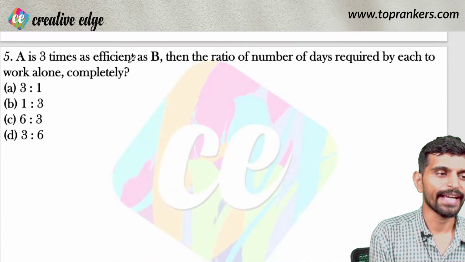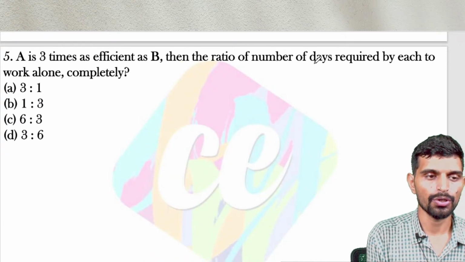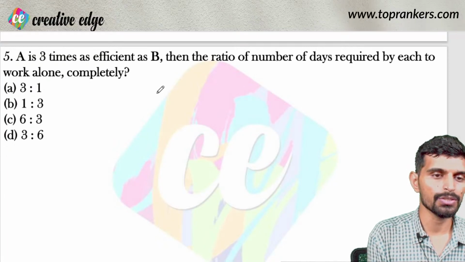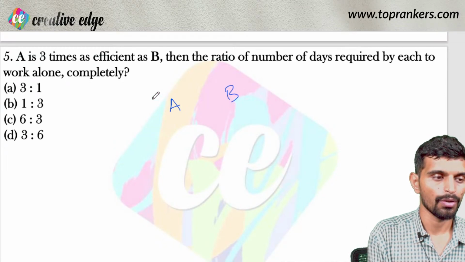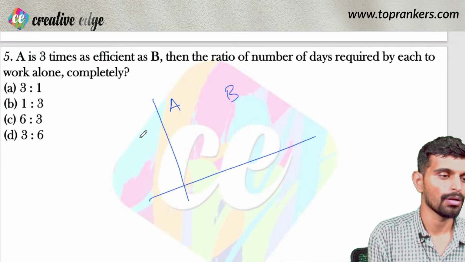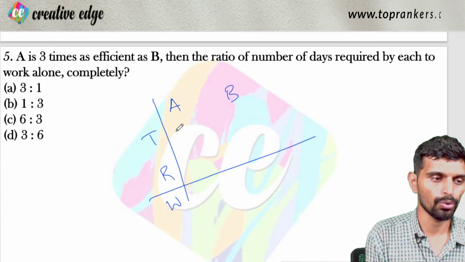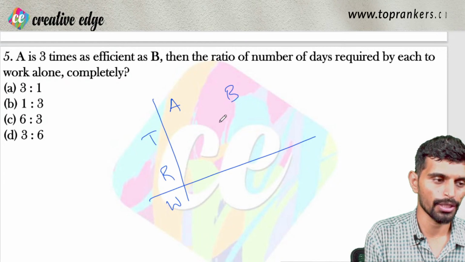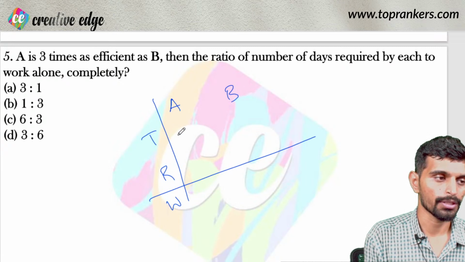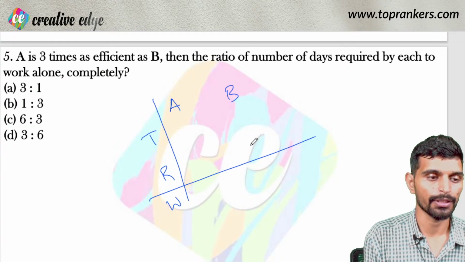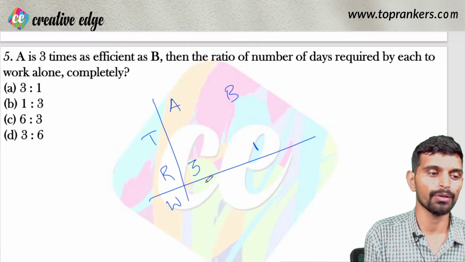A is 3 times as efficient as B, then the ratio of number of days required by each to work alone completely is. Time into rate is equal to work. We don't know the actual value, but we know the ratio. So we don't know about time, but we know about rate. A is 3 times as efficient, that is, if B completes 1 unit of work, A will complete 3 units of work.